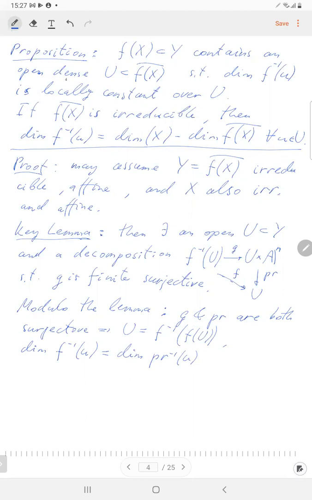Just a moment. Sorry. So the dimension of this fiber is the same as the dimension of the fiber of projection, because G was finite surjective, and it does not add anything to the dimension of fiber, being finite, right? And this is clearly n, and it is constant over U.